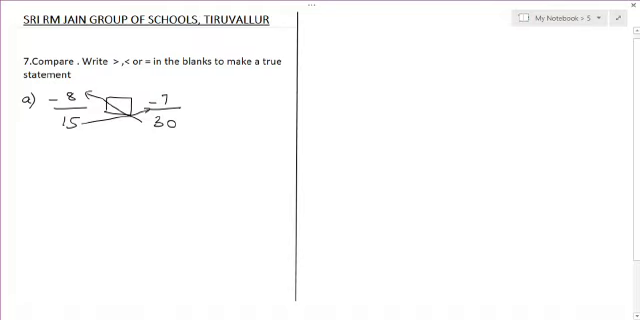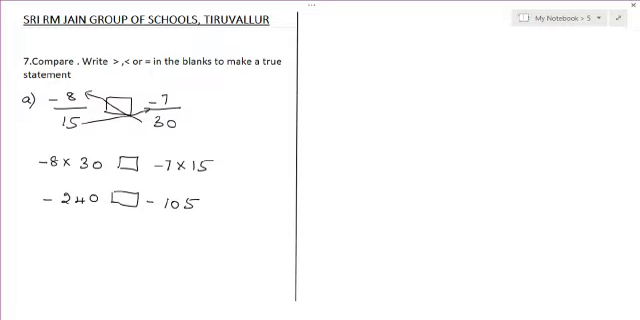You have two methods. Minus 8 into 30. We are going to compare it with minus 7 into 15. So when you multiply this, 0 as such, 8 threes are 24 and you have a negative sign as it is. Again minus as it is, 7 fives are 35, 3, 7 ones are 7 plus 3 is 10. Both are negative numbers. Among negative numbers, the least number is the greatest one. So minus 240 is lesser than minus 105. So rewrite the question and give the answer. Minus 8 by 15 is less than minus 7 by 30.